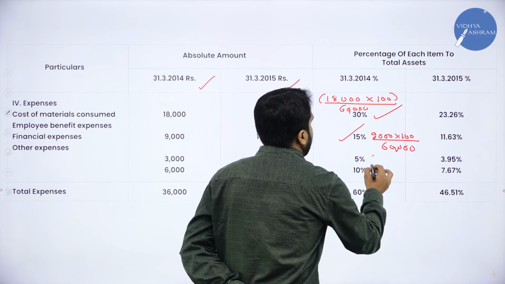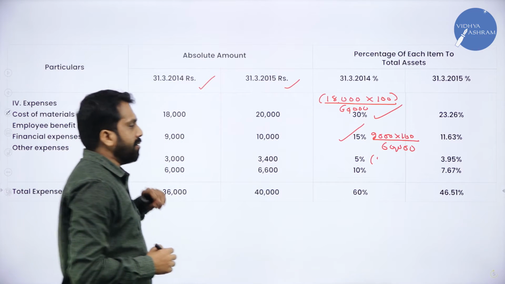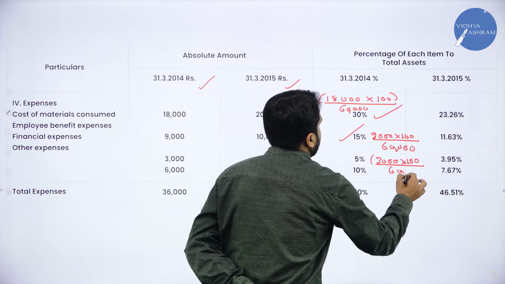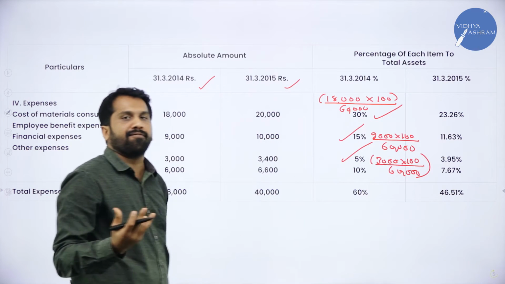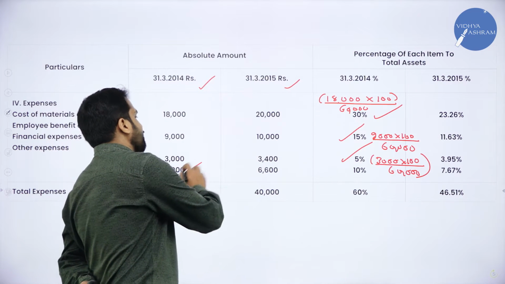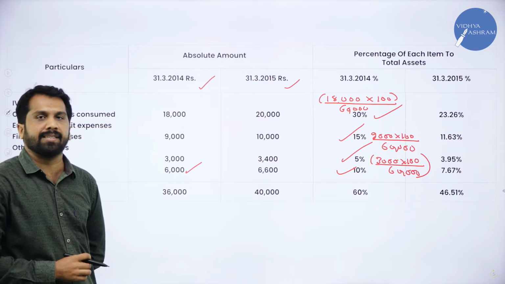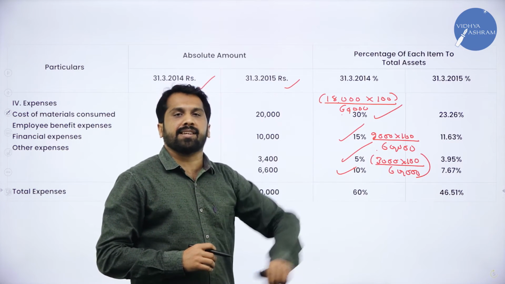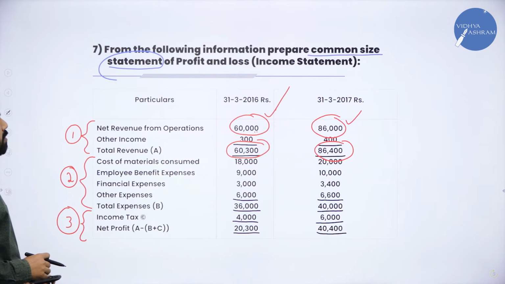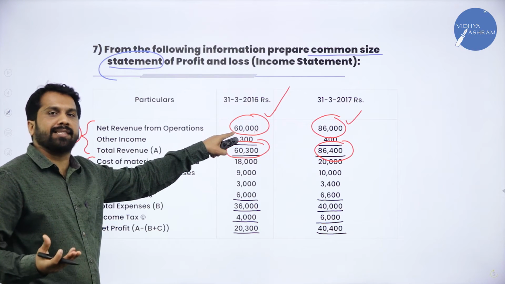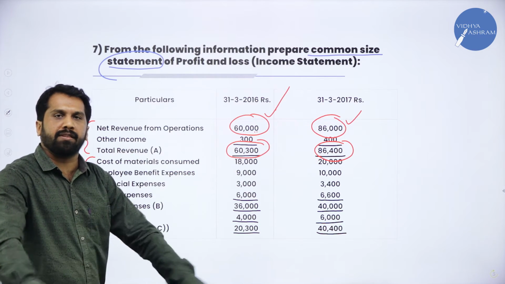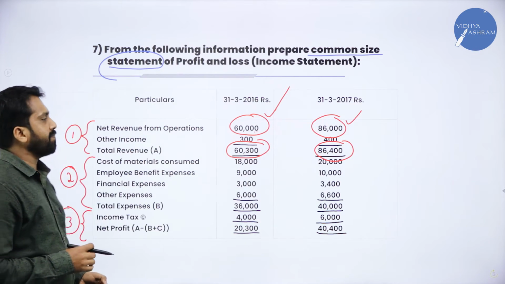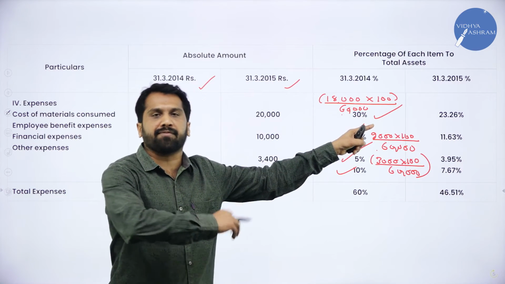Next, we'll come to the next one. What is your answer? 3,000. 3,000 multiplied with 100 divided by 60,000, your answer is 5%. Similarly, if you do for 6,000, you will get an answer of 10%. For everything, the base should be 60,000. How did you get this 60,000? I'll go back to your question. As I told you, what is your net revenue from operation? 60,000 is the base for everything. 86,000 is the base for everything for 2017.